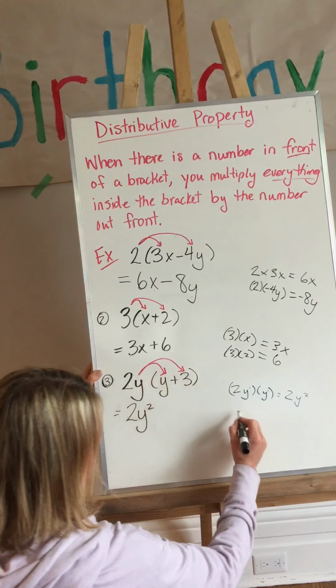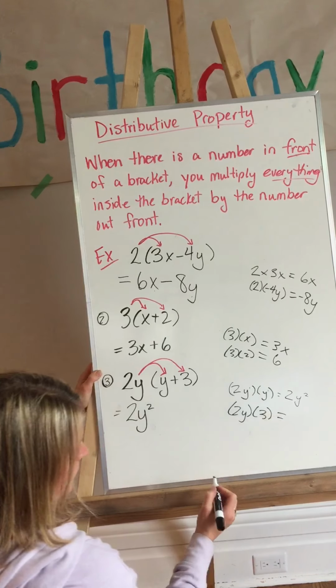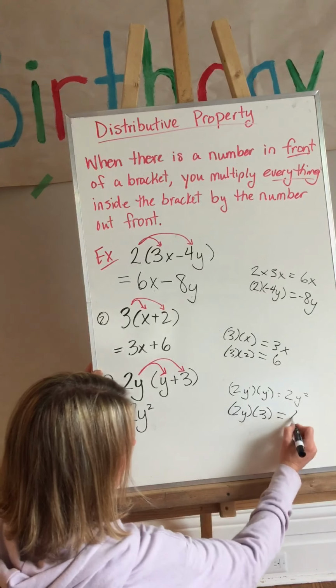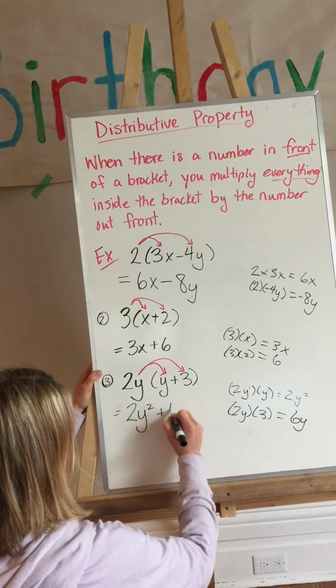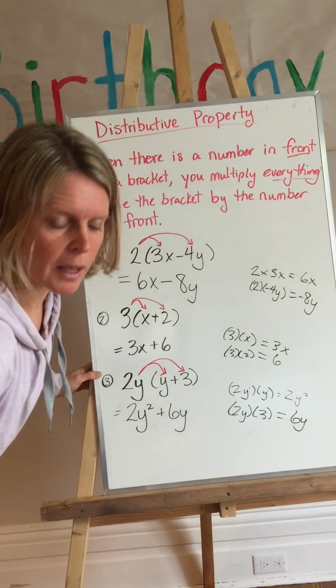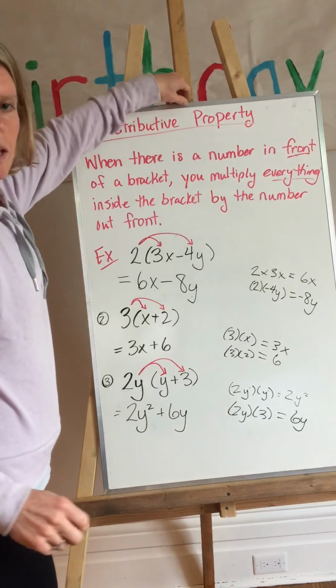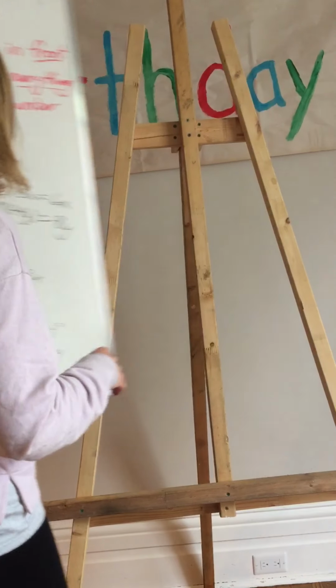My second arrow is 2y times 3. Well, 2 times 3 is 6, and don't forget the y. So then just plus 6y. So that should be your answer to that. The more of this, just like anything with math, the more you practice, the easier it will feel.